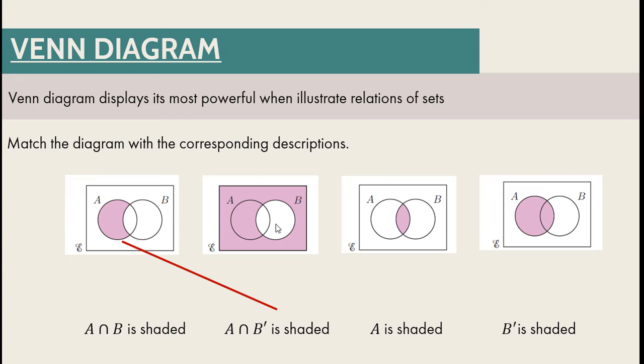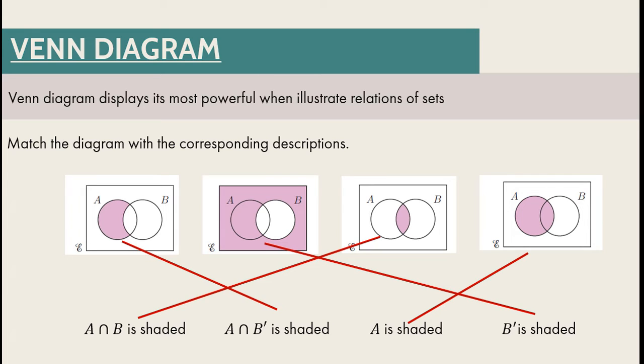In the second Venn diagram, you can see that the shaded part is the total area which is not in the circle B. It means that it is B prime. B prime is the complement of B, the things that are in the universal set but not in the set B. The third picture is quite straightforward. It is the intersection of A and B. And the final one is even easier. It is A. Okay, have you got it? Good.